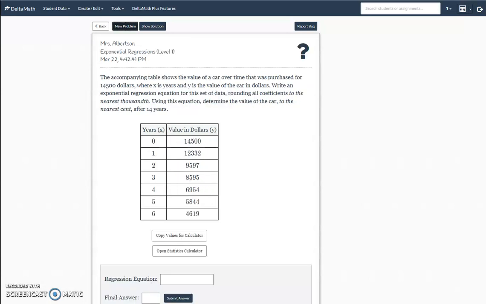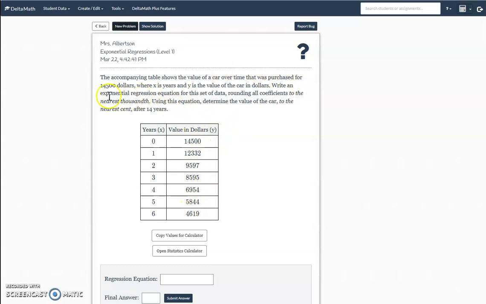And here is an exponential one, so let me get rid of that one. All right, so again, don't skip the information at the top. The accompanying table shows the value of a car over time that was purchased for $14,500. X is the years and Y is the value of the car. Well, we've done enough questions to know that whenever we talk about the value of a car, it's very likely going to be an exponential decay because the value of the car is decaying.